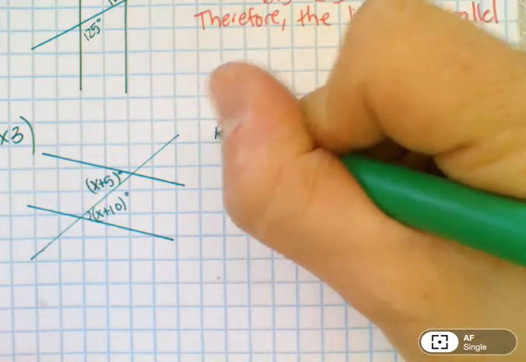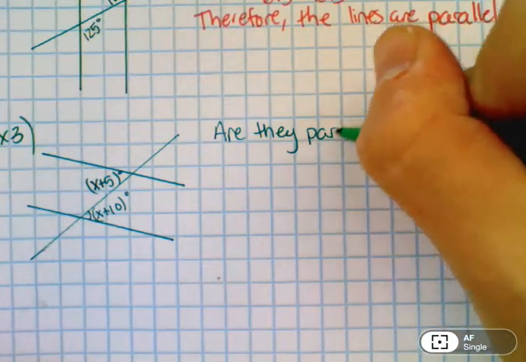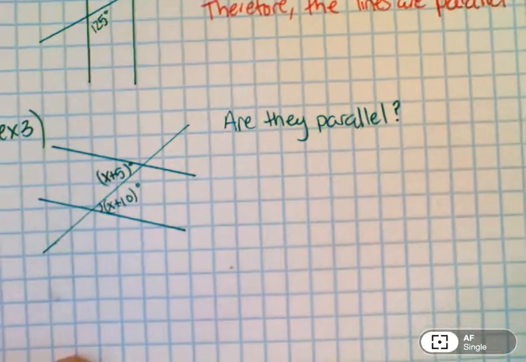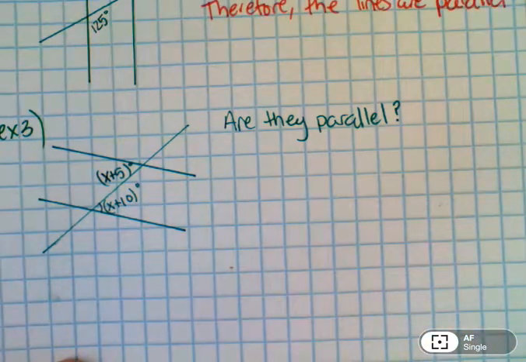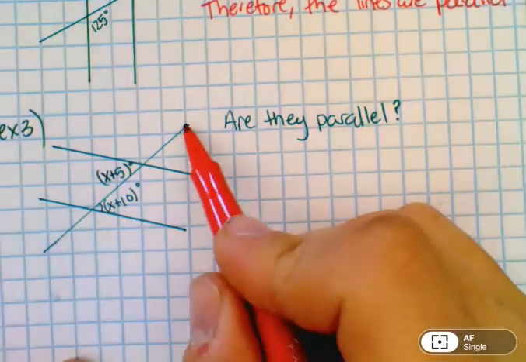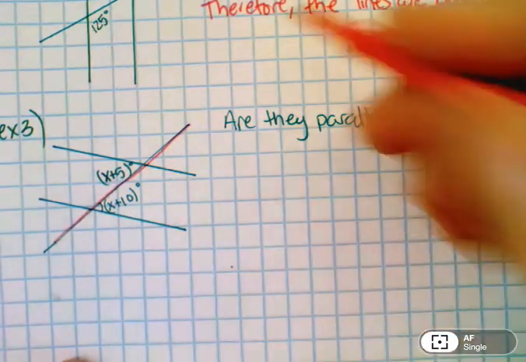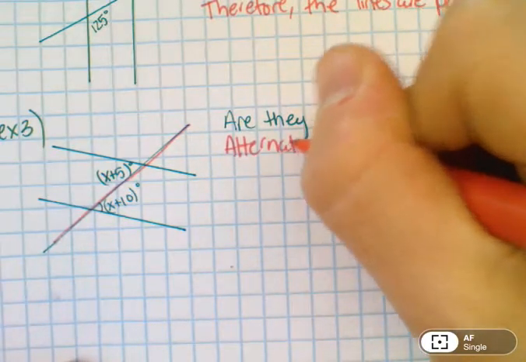And the question is, are they parallel? Are the lines parallel? So again, we need to think, what is the relationship here between these two angles? And so here's our transversal. Those angles are on opposite sides of the transversal, so that means we're dealing with alternate something.